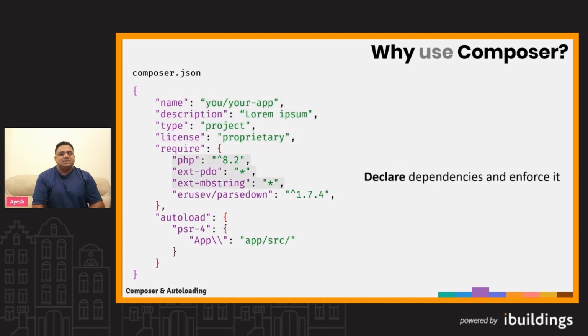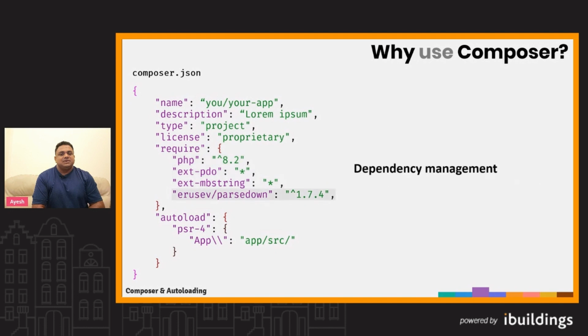And you can declare all of your dependencies, and you can also enforce Composer to reject running the application. Here, we are saying we really need PHP 8.2 or higher, and we really need PDO and maybe string extensions, and Composer will refuse to run if you don't have these extensions. So you don't have to check them by yourself. Composer will do most of these things for us.